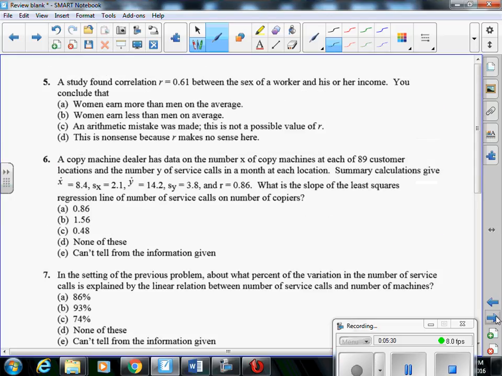Okay, next slide. Number 5. A study found the correlation to be R equals 0.61 between the sex of a worker and his or her income. You conclude that women earn less money than men. An arithmetic mistake was made. It's not possible for R. Or D, this is nonsense because R makes no sense here.